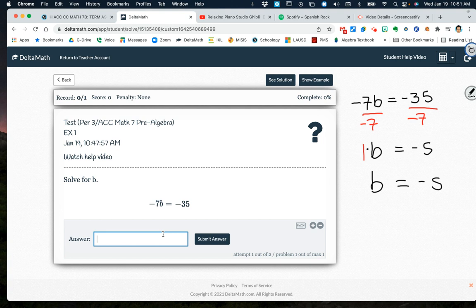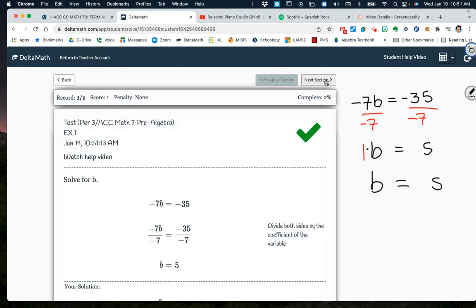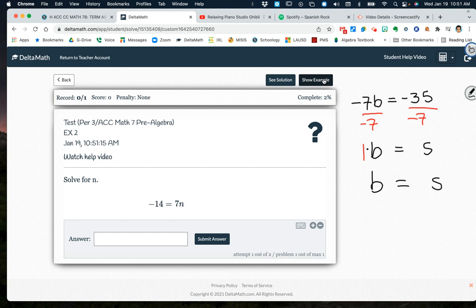Okay. Oh, I made a mistake here, though. It should be +5. I don't know why I put the negative. My mistake. I apologize. We actually want a 5 here. Okay, so let's go a little quicker. Let's go to example 2 now. You guys ready?